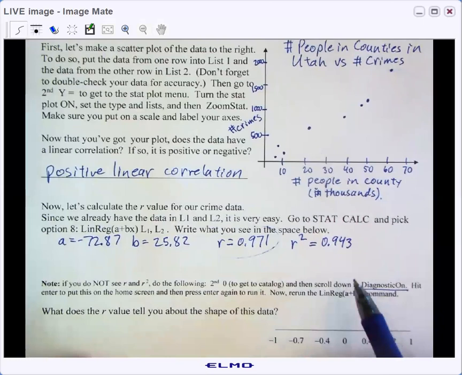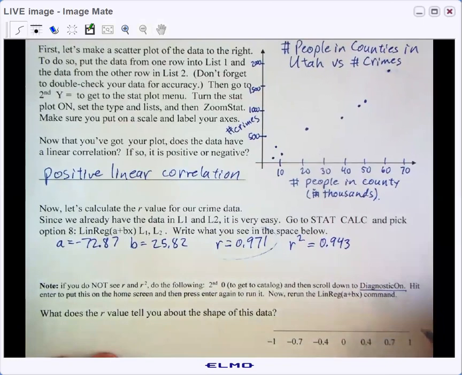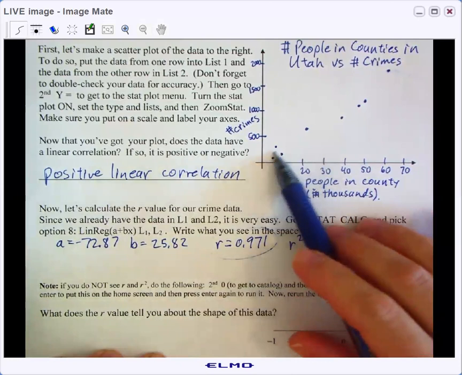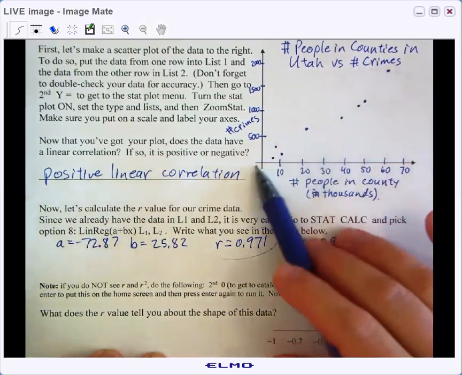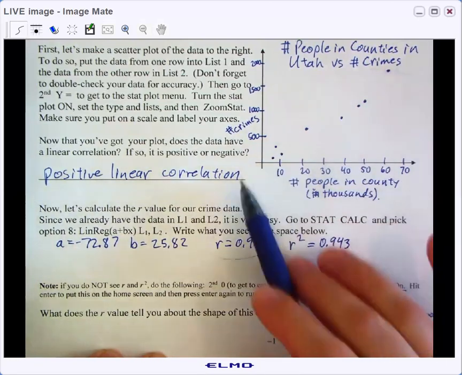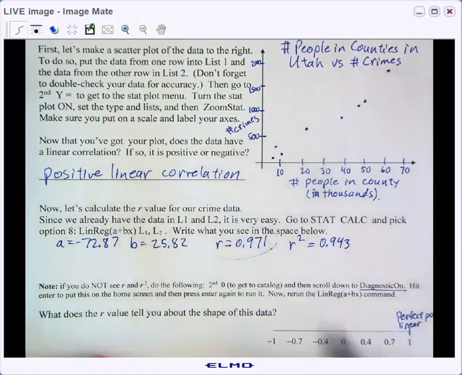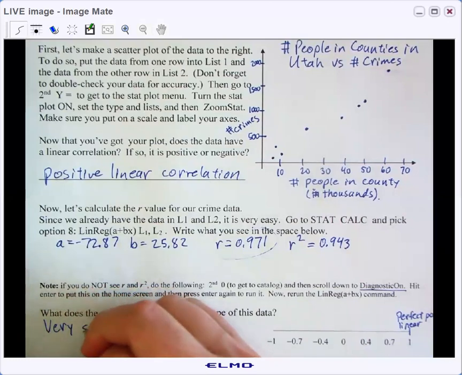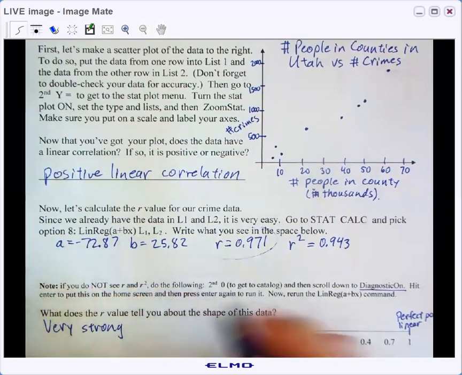Well, remember that when R is close to 1, we have a perfect positive linear fit. Since this is so close to 1, almost all the dots land on a line. Not quite, because we have a little bit of difference, but it looks like they're all really close to a line. So we have a very strong positive linear correlation.